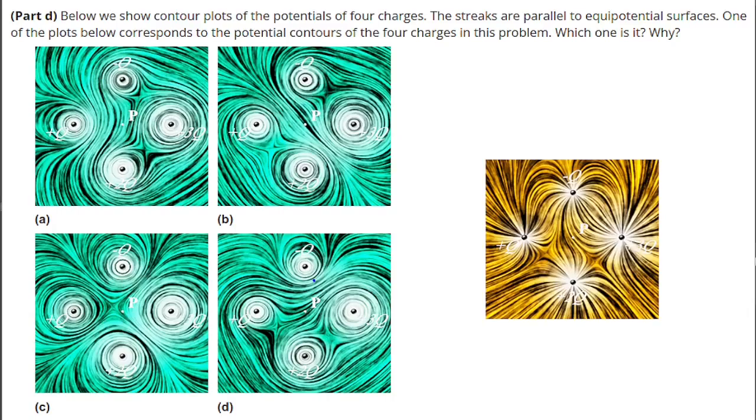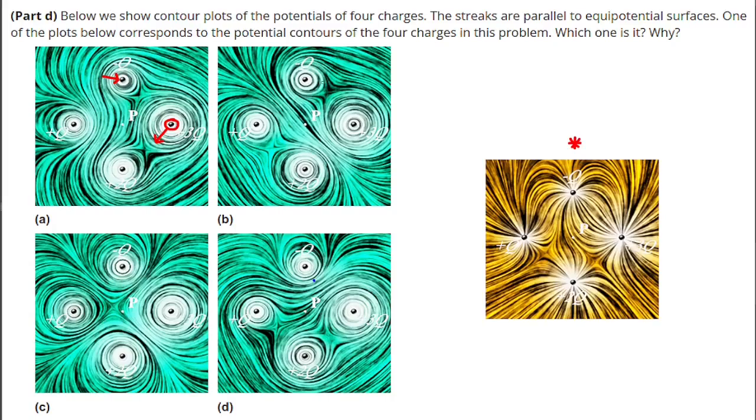We have the contour plots of the potentials of the 4 charges. The streaks are parallel to equipotential surfaces. One of the plots below corresponds to the potential contours of the 4 charges in this problem. Which is correct and why? We'll recall our electric field lines that we obtained in part B. And we can see the equipotential surfaces around each charge are almost spherical, and they're further apart as we move away from the positive charges, and they're further apart as we move towards the negative charge.